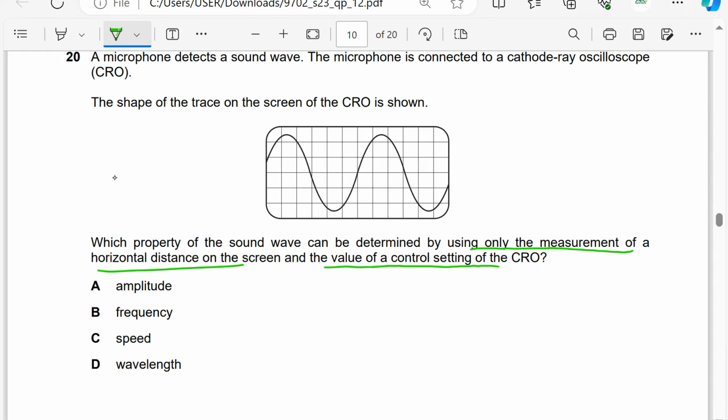The horizontal distance, remember, gives us the period. Period is the horizontal distance on the screen for one cycle times the time-base setting. So this one gives us period, and frequency is equal to 1 over period. So this could be 1 over the horizontal distance times time-base setting. So it is either period or frequency. So the answer is B.